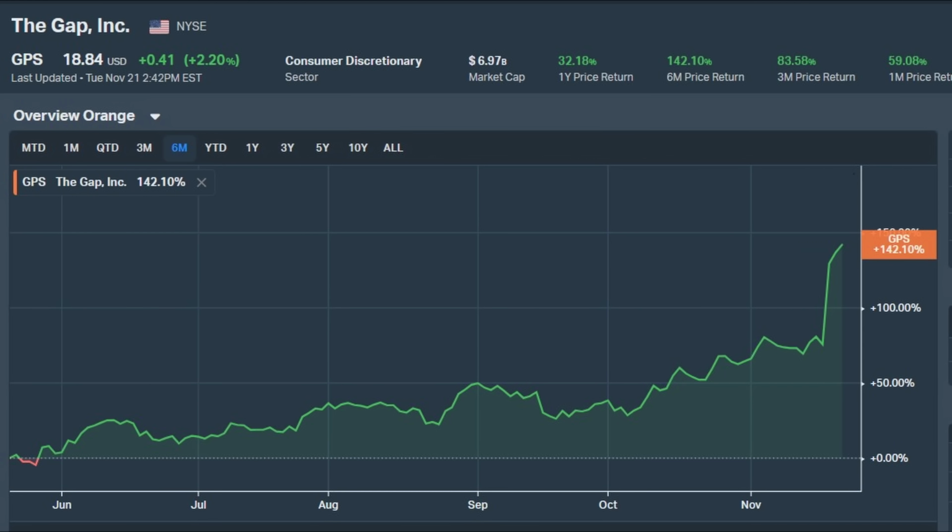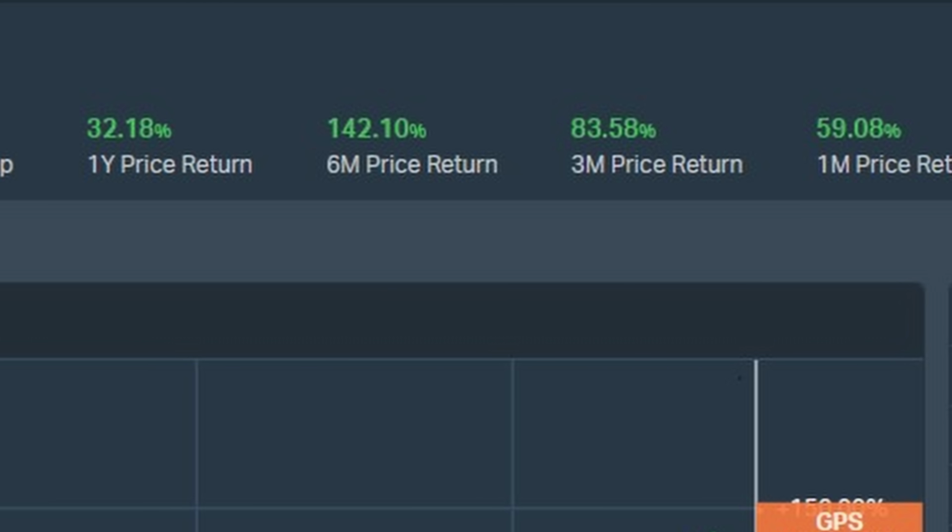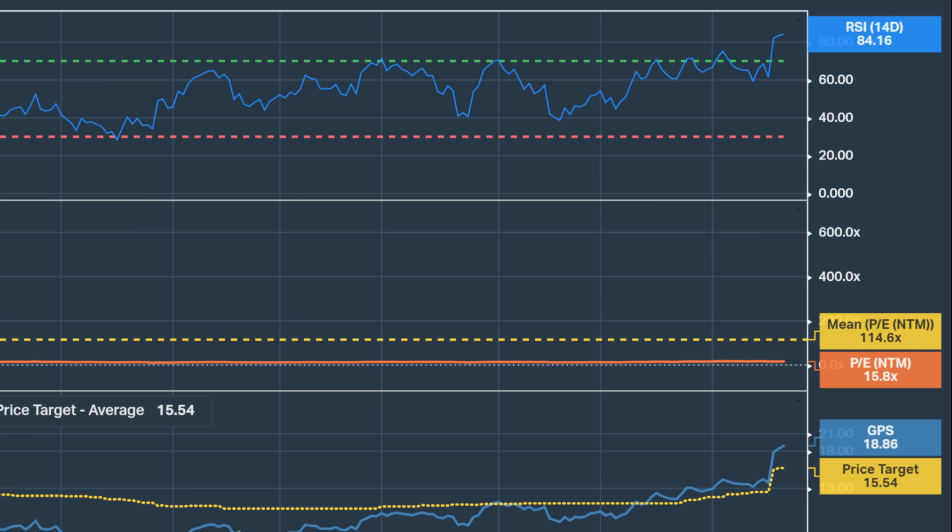That is the Gap. Ticker is GPS, and everybody knows they are in the apparel retail industry. We can see that they've had a very strong run, up 32% on the year, but we can see the 1 month price up 59%. So there's been some news out there that the market has really liked. Look at the RSI, currently at 84.16. So this is definitely well into that overbought territory.